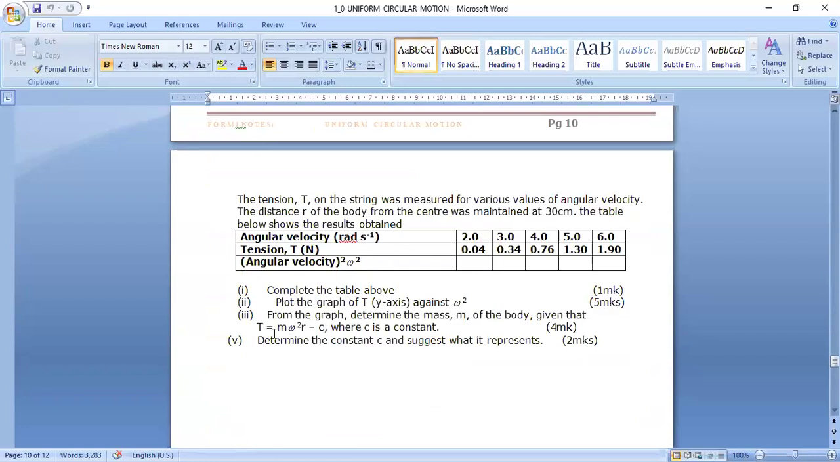There is an equation down here that says T equals m omega squared over R minus C. Use it to find the constant C and the mass m. So you follow the same process. You know the y-axis is T, the x-axis is angular velocity squared. So you cancel angular velocity squared and x, and you remain with mr. mr is your slope, and negative c is the y-intercept. That's how you interpret the graph.